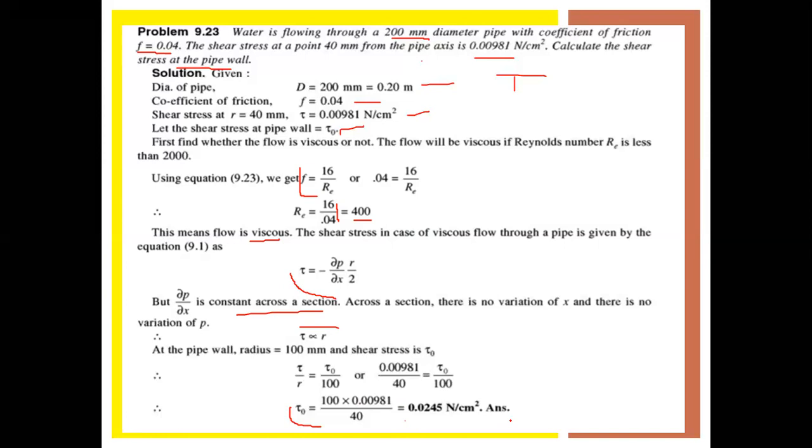Actually, at the pipe the radius is 100 mm. Here it is given as the diameter 200, therefore the radius is 100 mm. Taking that into consideration, tau by r is equal to tau naught by 100. Therefore, tau naught is equal to 0.0245.